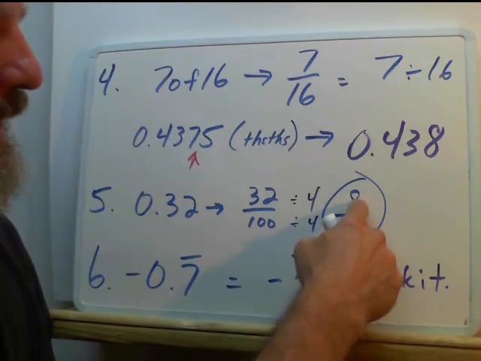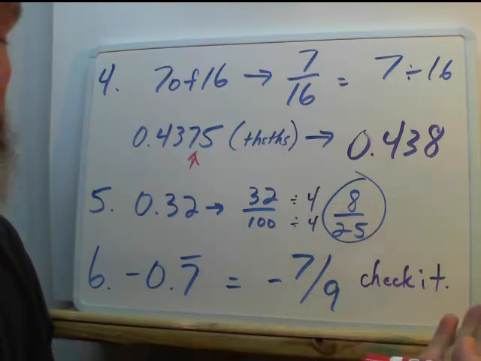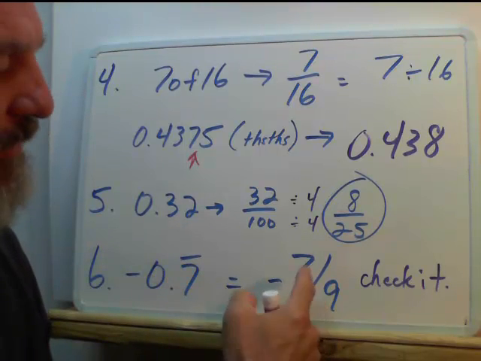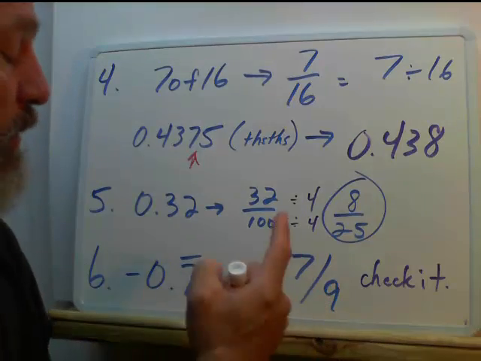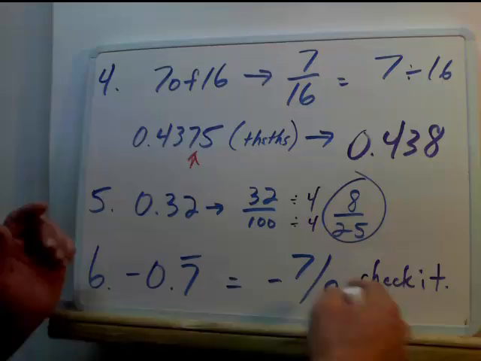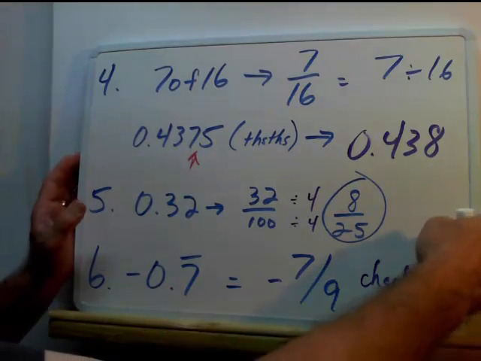And what I'd like you to do with some of these, like this one here, check it in a calculator. Put 8 divided by 25 after you've done it, and you need to get 32 one-hundredths. Put negative or even positive 7/9, and you will get 0.7 repeating. So you can double check your answers when you're moving from decimal to fraction. Check your fraction and make sure you get the decimal you started with.